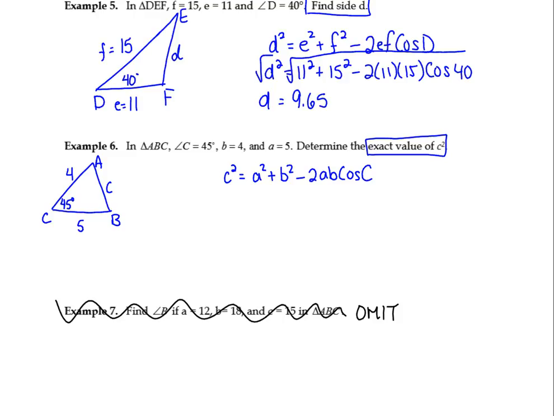Exact value also gives you kind of a hint. Where did we see exact values in this unit? Radicals, yes. Especially with angles like 45. Where did we see special triangles? Yay! See, it sneaks up on you.